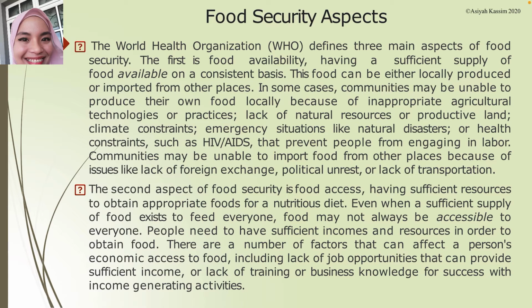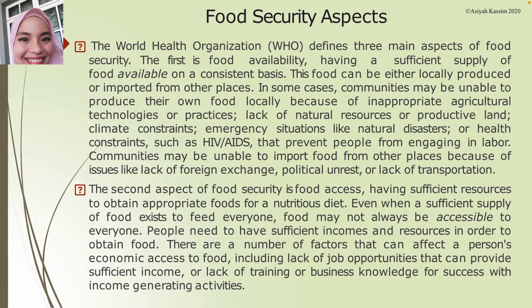So, kita nak go through the second aspect, iaitu the food access kan. The second aspect of food security is the food access. Having a sufficient resources to obtain appropriate foods for a nutritious diet. Even when a sufficient supply of food exists to feed everyone, the food itself may not always be accessible to everyone. Maksudnya tak semua orang ada capacity untuk dapatkan makanan tu, betul tak? So the people need to have sufficient incomes and resources in order to obtain food.